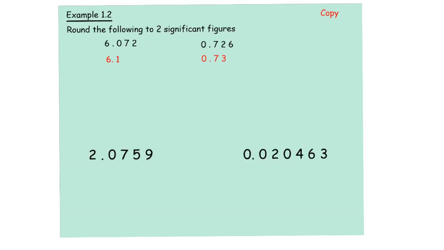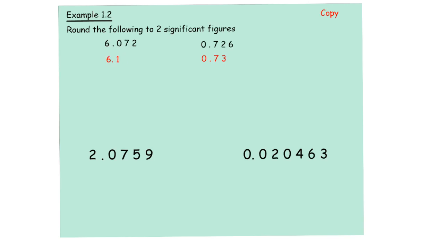So a couple more examples. Say we're going to round now to 2 significant figures. You can be asked to round to any number of significant figures, but it's usually 2 or 3 that they tend to go for. So if we're going to round to 2 significant figures, the first example I want you to copy down is 6.072. At the minute, this has 4 significant figures because this 0 counts, because it's in between 6 and 7.